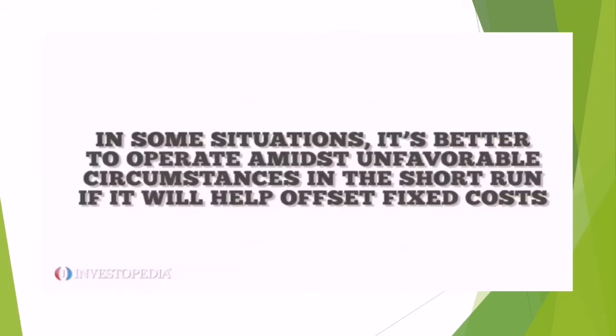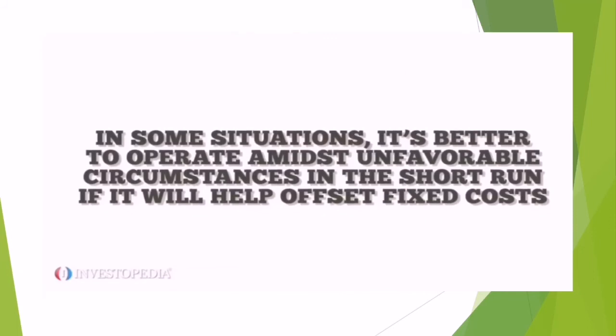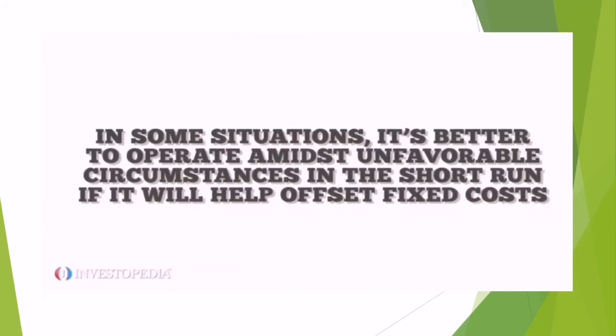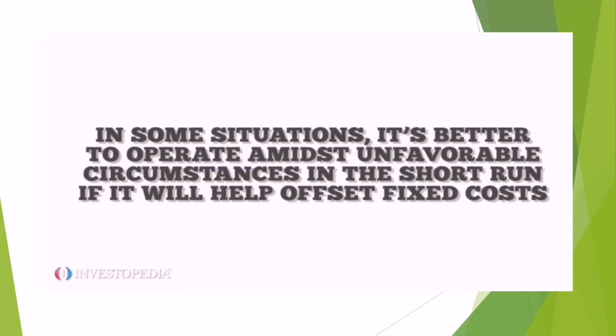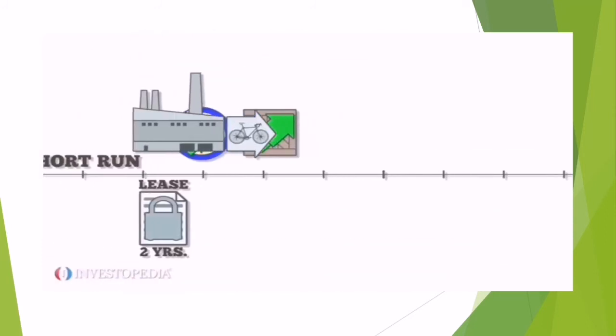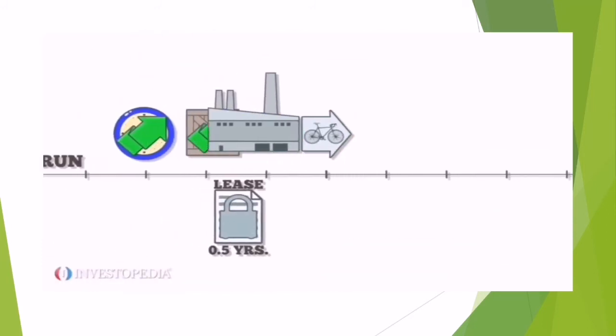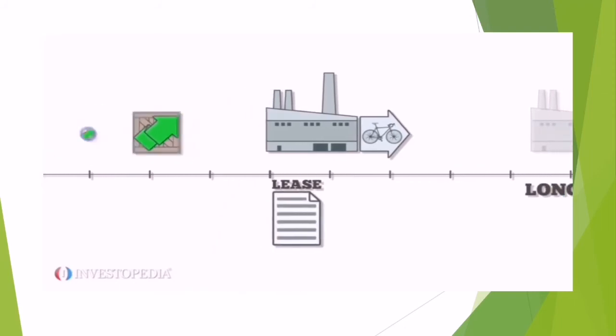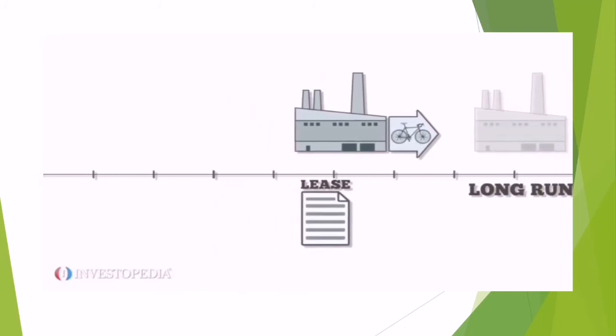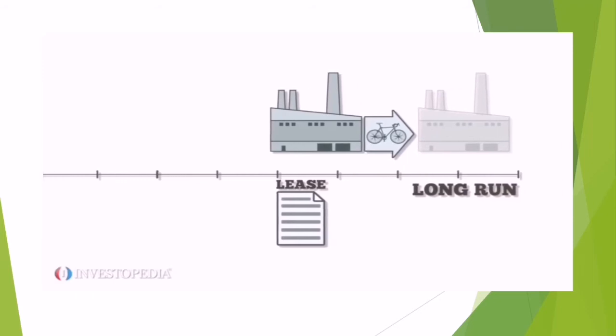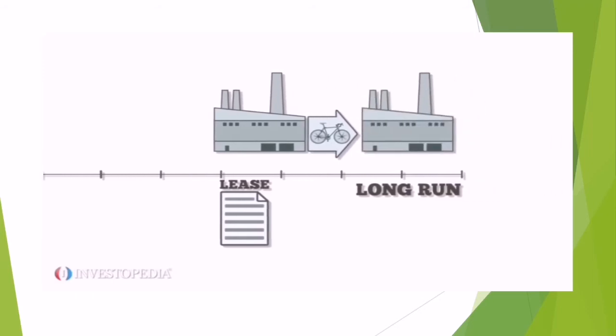In some situations, it's better to operate amidst unfavorable circumstances in the short run if it will help offset fixed costs. In the long run, an unprofitable company can replace unfavorable contracts with deals that help it profit. Companies that manage short-run costs well are more likely to succeed in reaching their long-term goals.